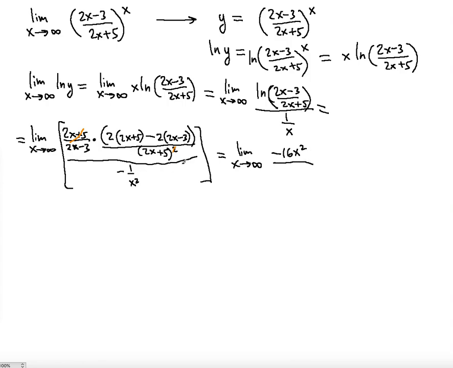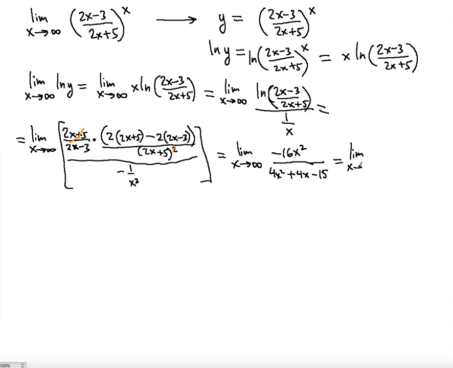So negative 16x squared over what? Over this multiplied by this, which is going to be 4x squared plus 10x minus 6x, so plus 4x, minus 3 times 5, minus 15. As you can see, this picture looks way better now. Again, if you try to plug in infinity, you will get infinity over infinity, and that's indeterminate.